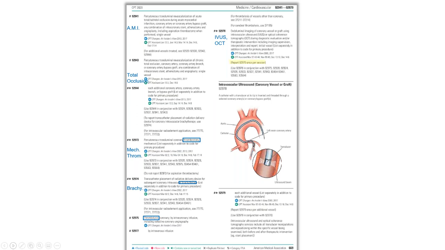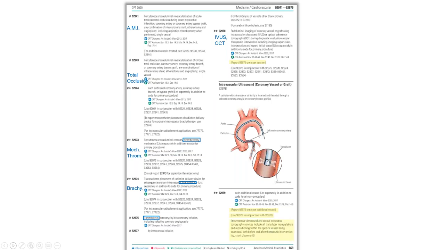Remember, these parenthetical guidelines tell you you can only report this once per session. And it tells you what codes to use it with. You report 92979 once for each additional vessel. It also tells you that you need to only use 92979 with 92978. It's not a standalone code.